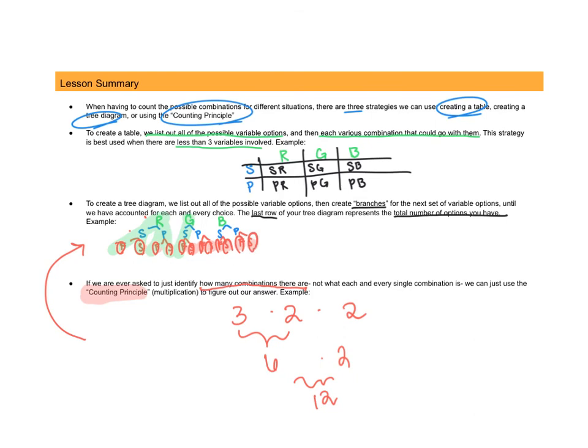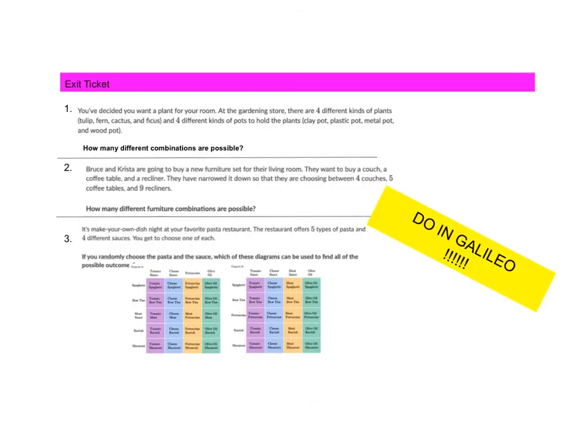Okay, let's go ahead and move into what your exit ticket is going to look like. All right, your assessment for today. If you feel confident, if you feel like you're ready to move on to this right now, please move into it. It'll be in Galileo. You have 3 questions. The first one is a situation about deciding a plant. It tells you the different kind of plants and the different kind of pots, pretty much like our first example, and you want to know how many different combinations are possible.